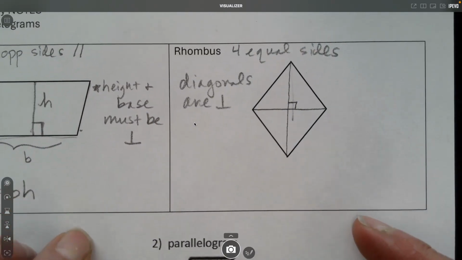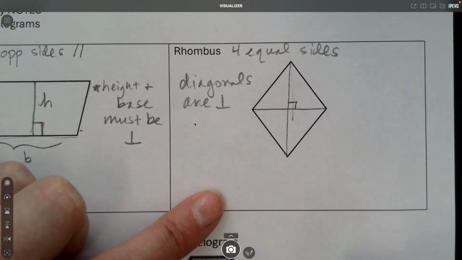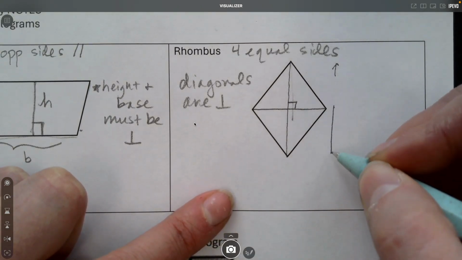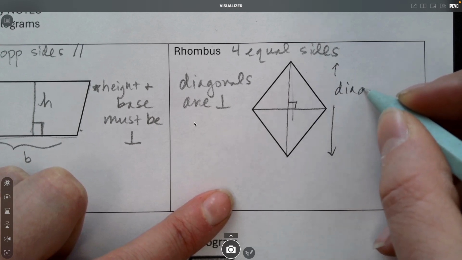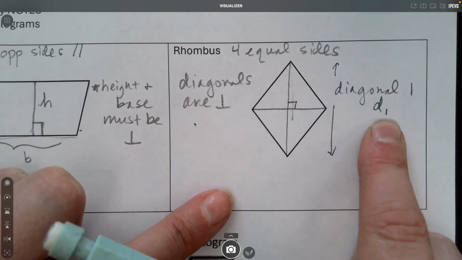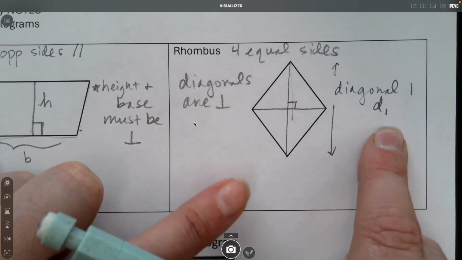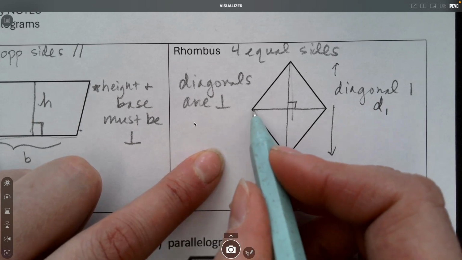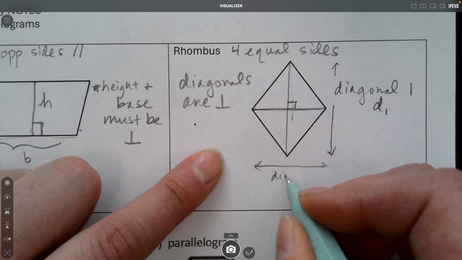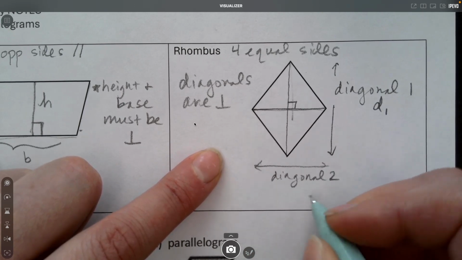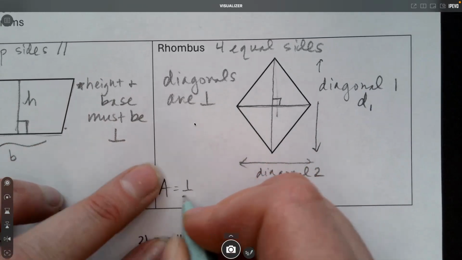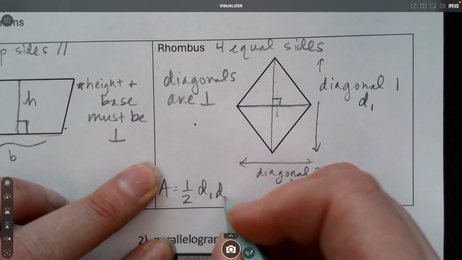And the way we find our area of a rhombus is we use the length of those diagonals. So we're going to call this diagonal here diagonal 1, and we'll call it D sub 1. We'll make the 1 like a subscript there. So D1, and then the other one would be the length of this diagonal, and that's going to be diagonal 2, or D2. And so then our area would be 1/2 the length of diagonal 1 times diagonal 2.